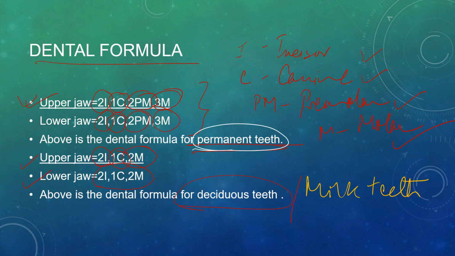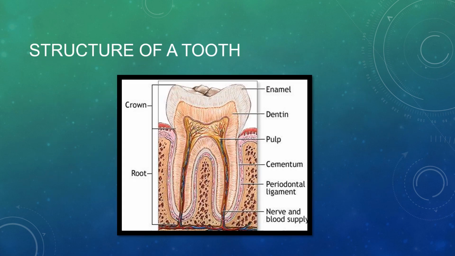Now we will come to the structure of the teeth. Now we have come to the structure of a tooth with a label diagram. So you should practice this very well with all the parts I am teaching you, with the labels, with the functions. So let us try to learn this part first.